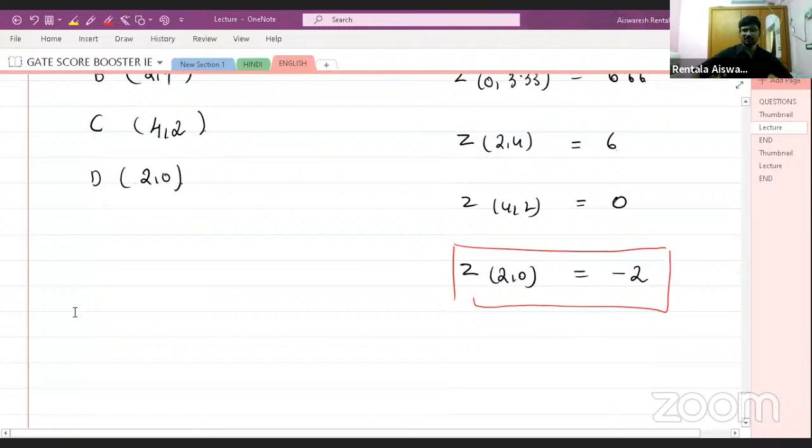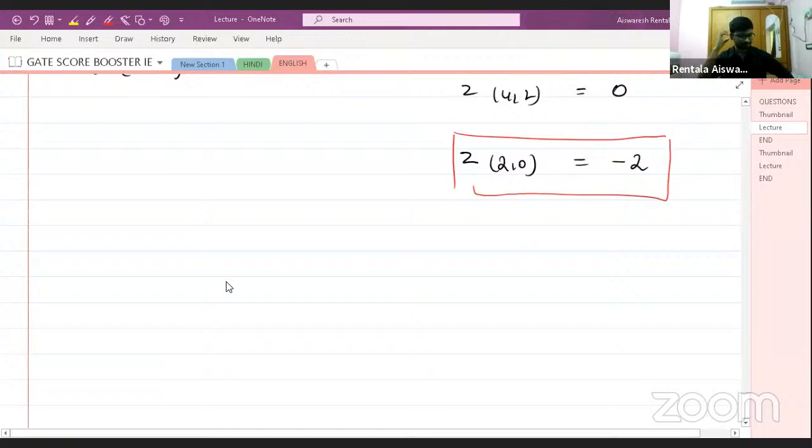Any doubt in this, you can ask, otherwise I'll go to the next question. I hope everyone is understanding well, that's why I am not getting many doubts. Yes, okay, very good. So let us move on to the next question.